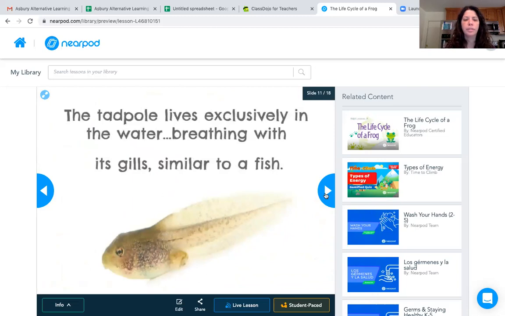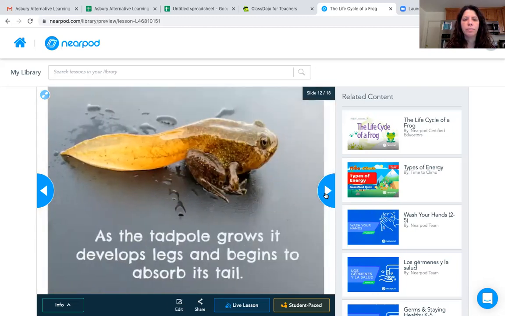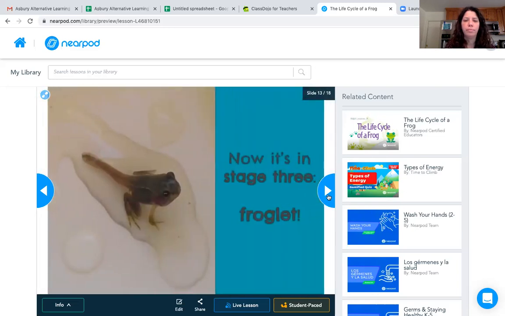Okay, here's another picture. As the tadpole grows, it develops legs and it begins to absorb its tail. Okay, so you can see this tail is going to start going away. And you can see right here, you can see that hind leg right there. Now it is in stage three and it is called a froglet. And you can clearly see we got the two front legs, the two back legs, and there's that tail, which is slowly getting absorbed into the frog's body.